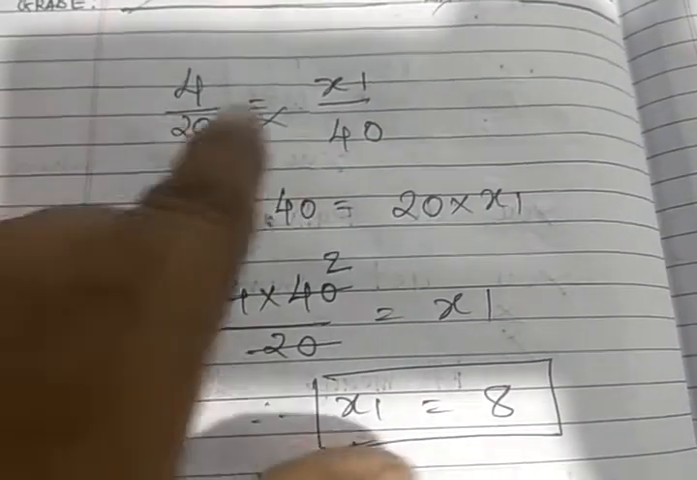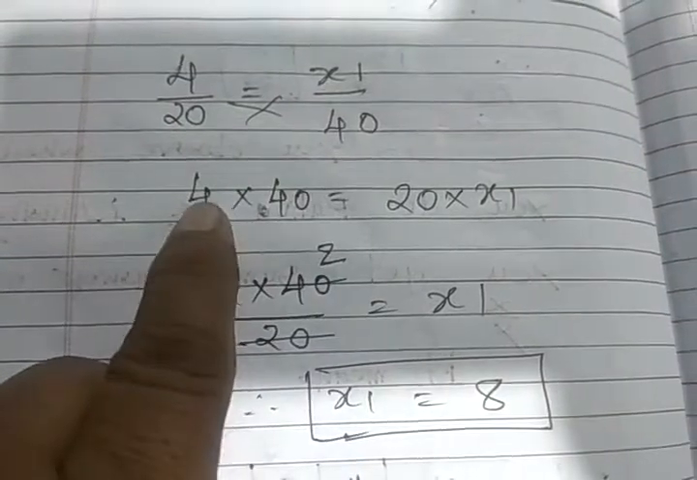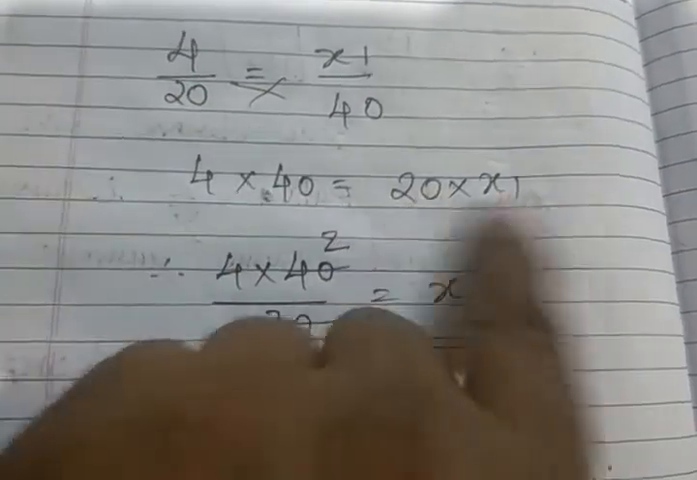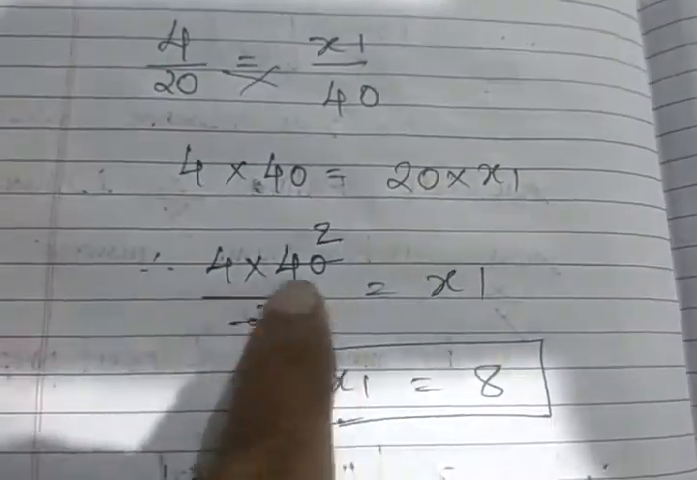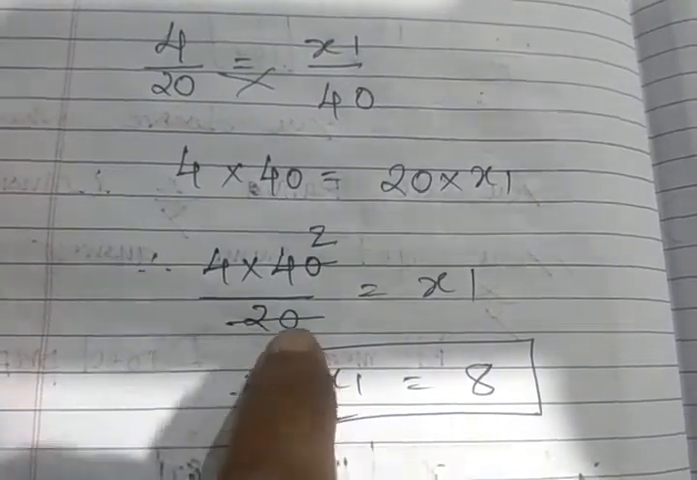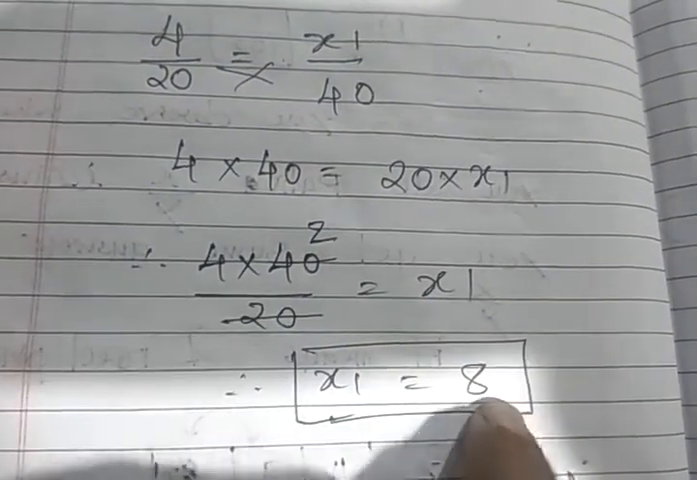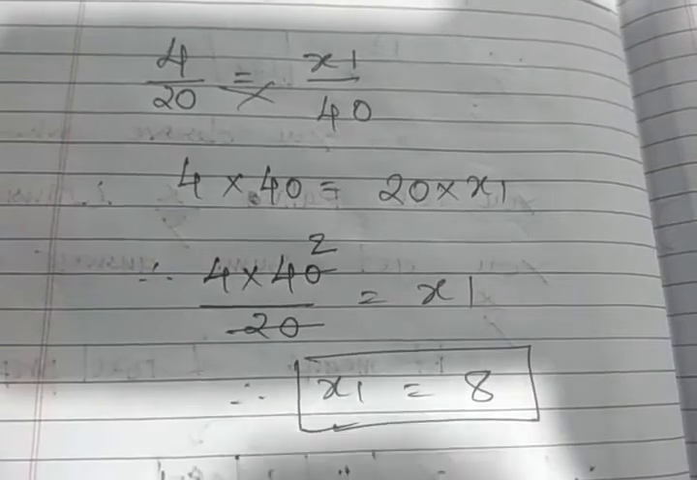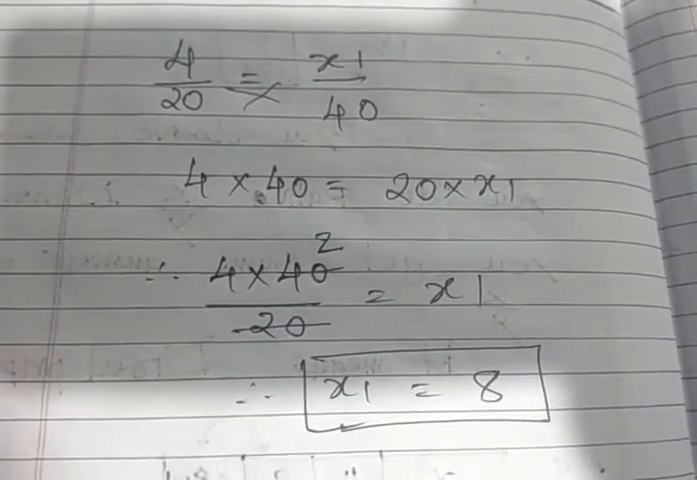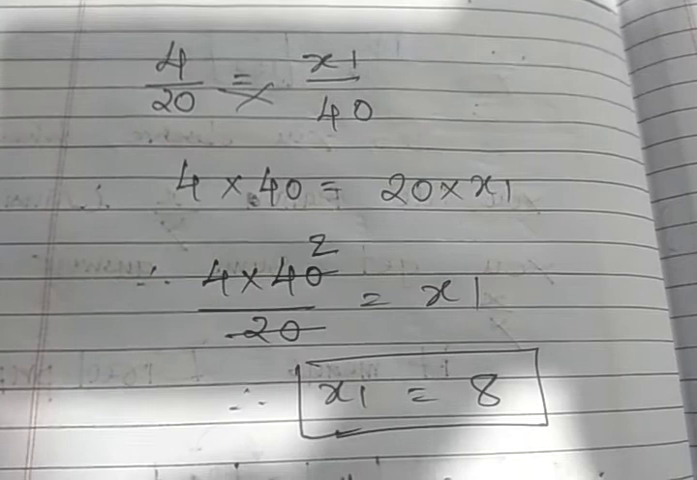Similarly, 4 upon 20 is equal to x1 upon 40. So 4 into 40 is equal to 20 into x1. So x1 is equal to 4 into 40 upon 20. You will get x1 is equal to 8. So this way you can find out direct proportion.